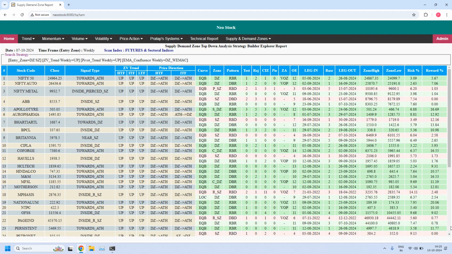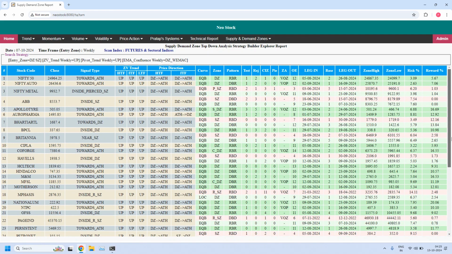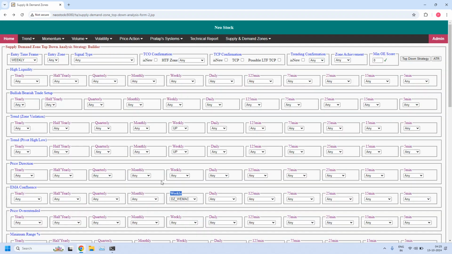Let's see. Now the list is reduced. Earlier 64, I think, without EMA confluence. Now it's come down to 37. With EMA confluence, the list is reduced to 37 stocks, and all these 37 stocks have an uptrend and also support weekly EMA confluence. You may ask, can we further reduce? Yes, we can further reduce by using HTF confluence, if the weekly zones are part of the monthly zones. Let us check.